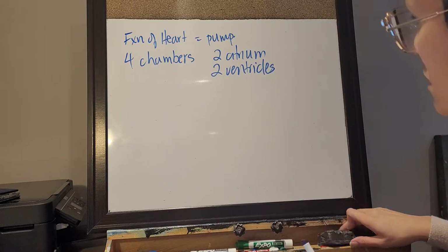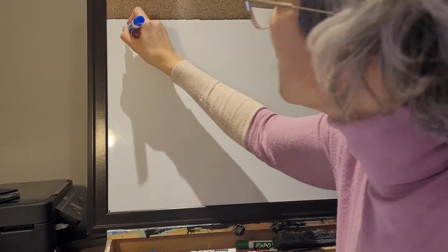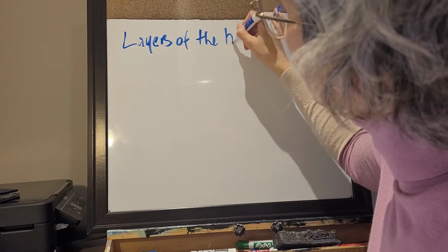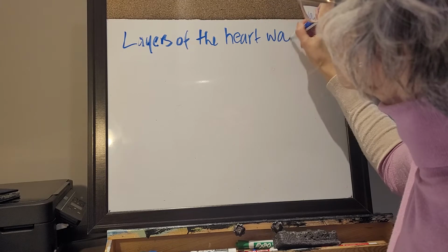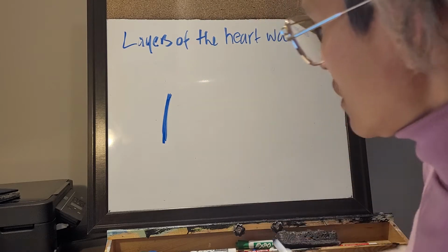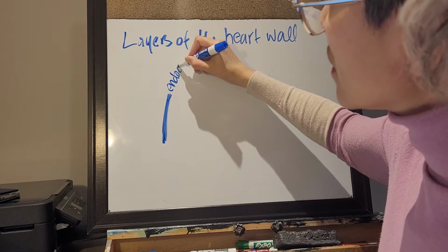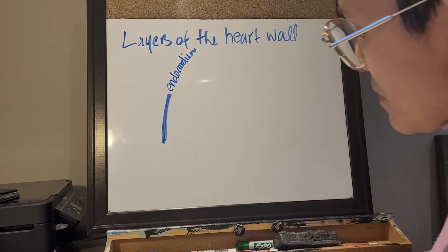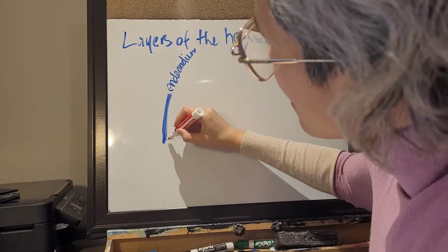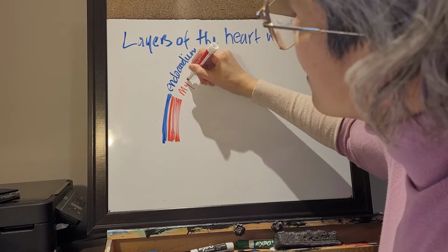Actually, maybe I'll erase. Okay, so we'll look at layers of the heart wall. And we'll start here. This will be the endocardium. Next here, this will be the myocardium.